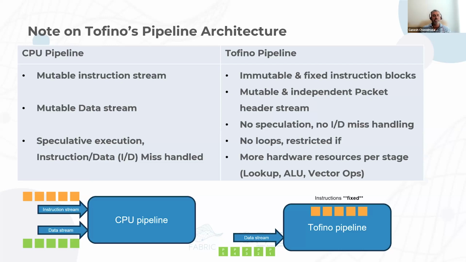There is a lot of speculative execution available with CPUs, but that is not possible in the Tofino pipeline. So in one of our papers, we argued that this gives better security if we have to implement some application-level logic on the Tofino pipeline, if you look at it from that perspective.